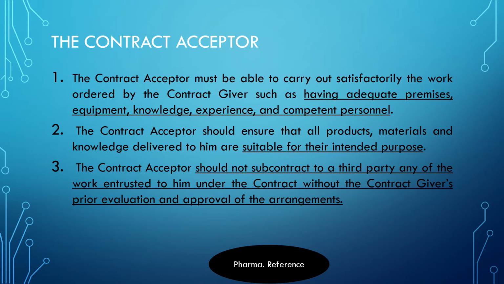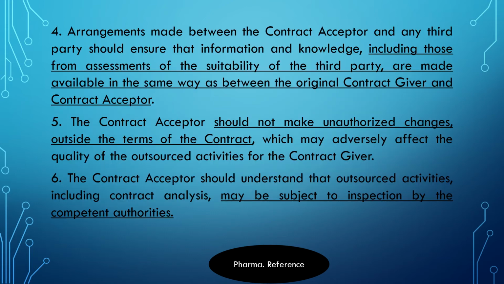The contract acceptor must be able to carry out satisfactorily the work ordered by the contract giver, such as having adequate premises, equipment, knowledge, experience, and competent personnel. The contract acceptor should ensure that all products, materials, and knowledge delivered to him are suitable for their intended purpose. The contract acceptor should not subcontract to a third party any of the work entrusted to him under the contract without the contract giver's prior evaluation and approval of the arrangements.